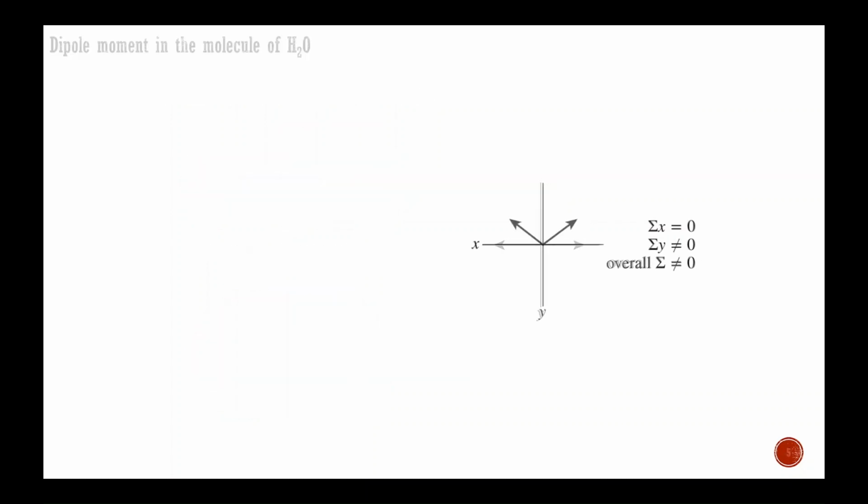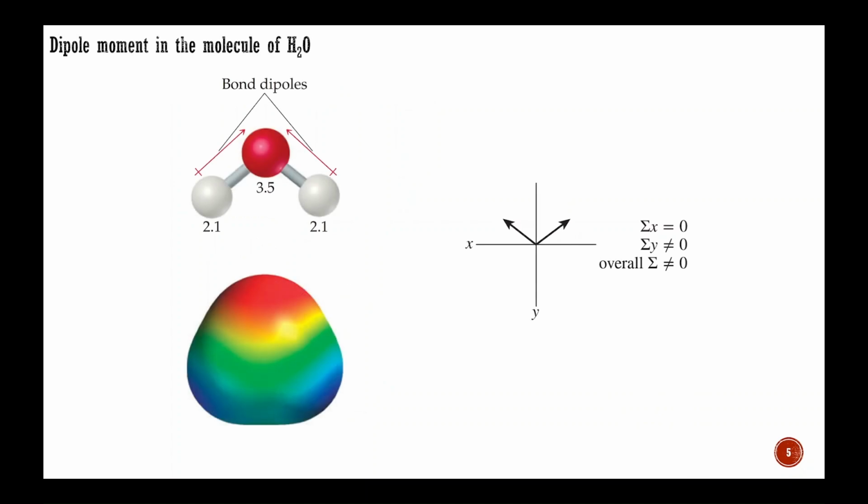The vectors representing the bond dipoles in water, although equal in magnitude and opposite in the x direction, are not opposite in the y direction. Therefore, although their x components sum to 0, their y components do not. This means that there is a net resultant dipole, and the molecule of water is polar.